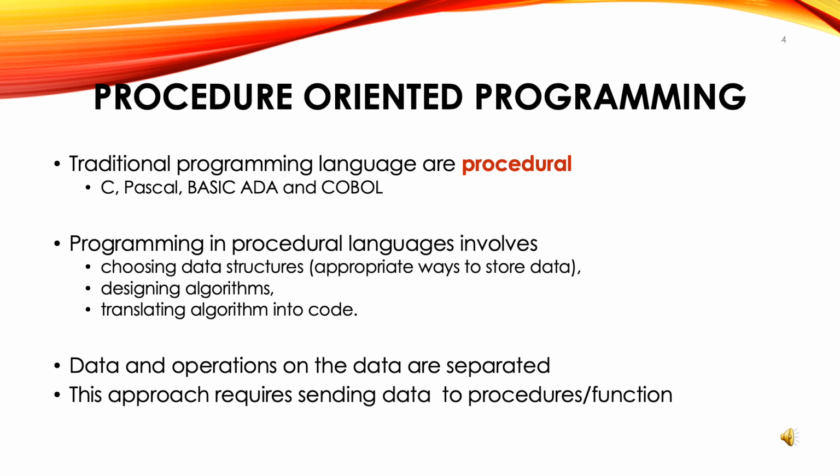Procedure-oriented programming is a method of implementation in which programs are decomposed into a number of subprograms, known as functions. Each function accomplishes a particular task. Generally speaking, programming in procedural languages involves choosing data structure, designing algorithms, and finally translating algorithms into code. In procedural programming, data is separated from operations, and the concern goes to how to correctly pass data through the chain of subprograms.